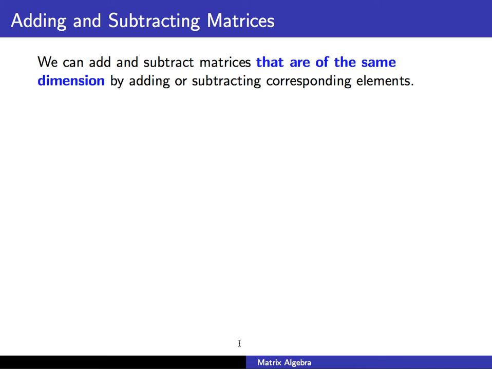So we can add and subtract matrices as long as they're of the same dimension. So a 2 by 3 plus or minus another 2 by 3. So again, the number of rows and the number of columns of one matrix has to equal the number of rows and columns of another before we can add or subtract them. And we just add or subtract corresponding elements.